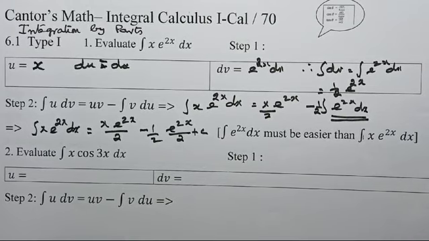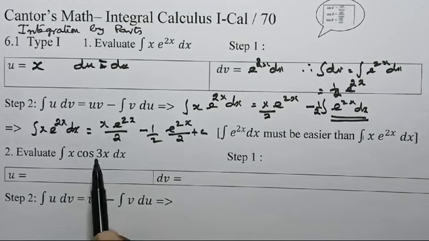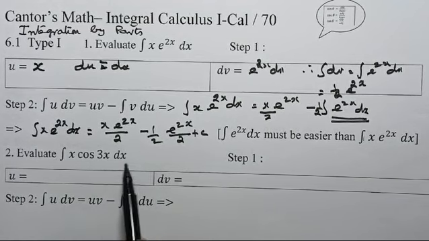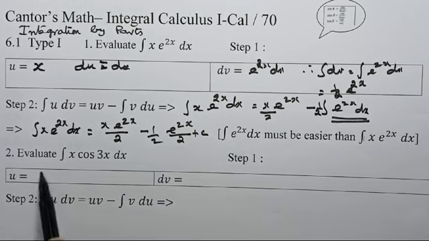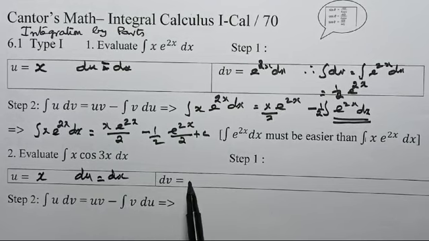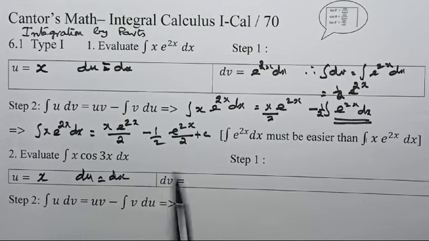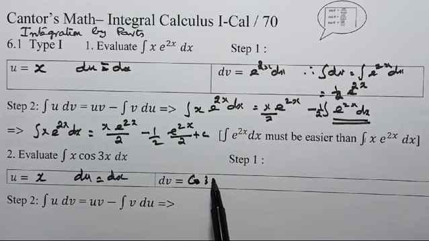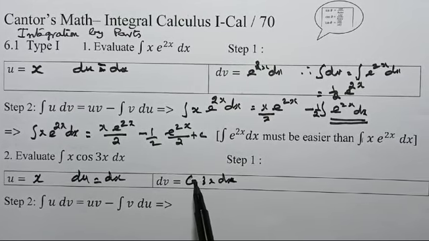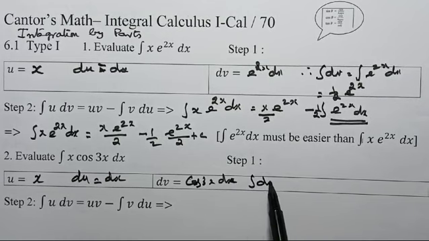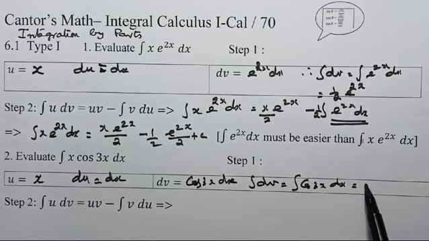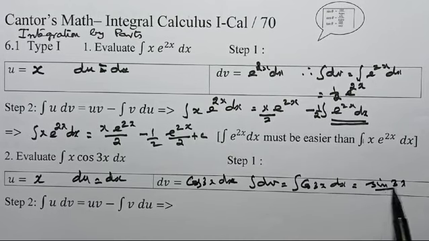Now come to problem number 2: integral x cos 3x dx. Again, it is of the form x^n cos ax. As in the first type, u equals x, therefore du equals dx. The remaining part after x is cos 3x dx, and you take this as dv. Then integral dv equals integral cos 3x dx. What is integral cos 3x dx? That is sin 3x by 3.